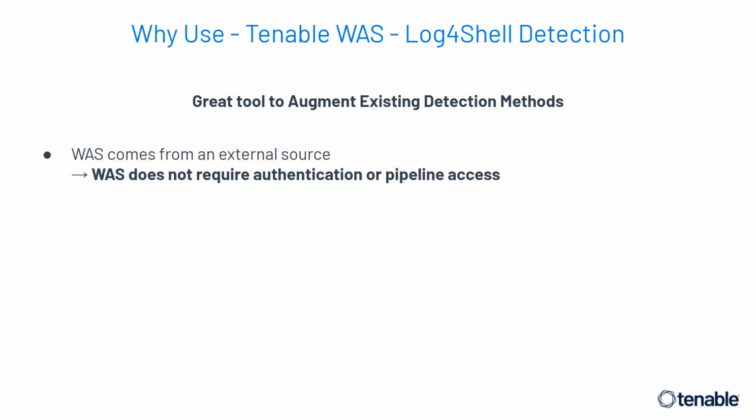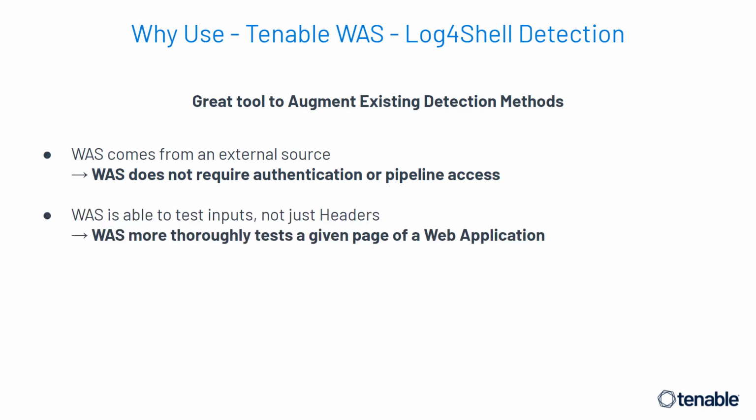This method is not looking at code or performing version checks, so it's actually a different detection methodology than using a tool such as software composition analysis or even the Nessus scanner or Nessus agents. Second, Tenable WAS detection methods are more thorough than many of the other scanners out there. This is because many proof of concepts are only looking at HTTP headers, whereas the entire application itself may be vulnerable, including all those inputs such as login forms, search boxes, and other inputs throughout the web application.